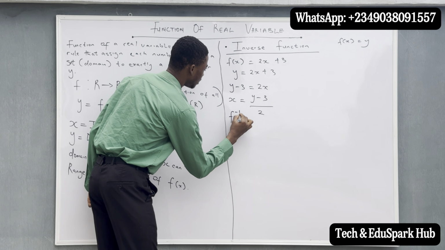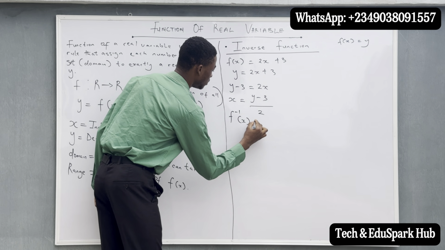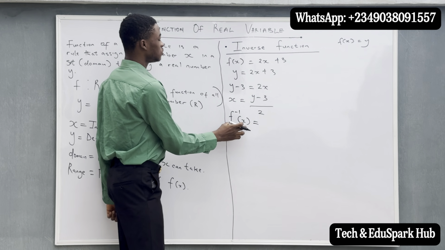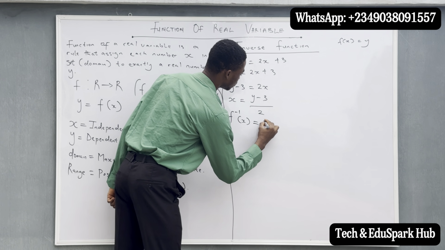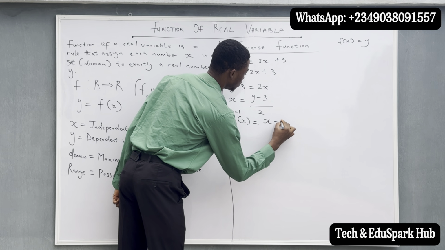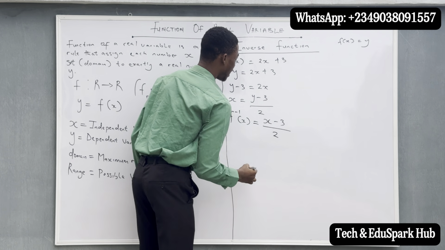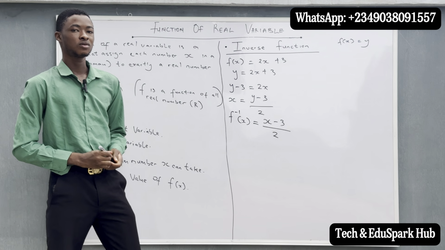F inverse of x is equal to what? Once you change this to F inverse of x, you now change this y to x. So we have x minus 3 divided by 2, and this is our final answer to a question of this type.